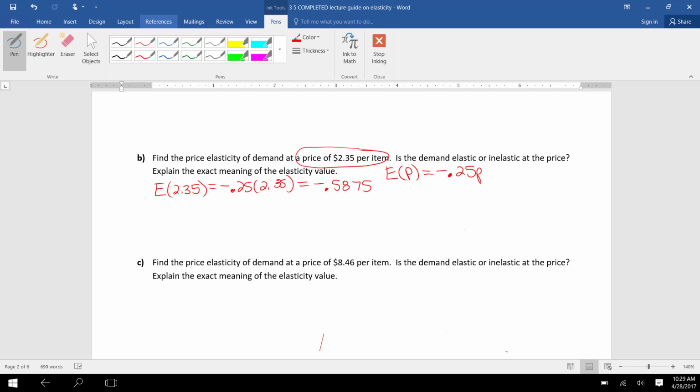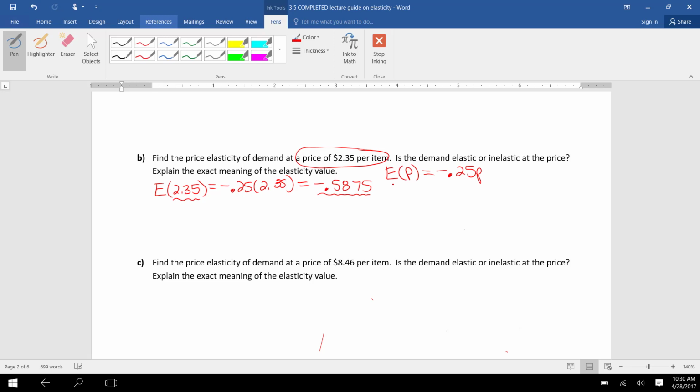Number one, it should be a clear, accurate explanation of the exact meaning of the 2.35 and the negative 0.5875 and what they tell us about demand and price. Second, you should be clear about whether or not this is inelastic or elastic or unit elastic. And third, you should have an explanation about what would happen to revenue if you in fact raise the price.